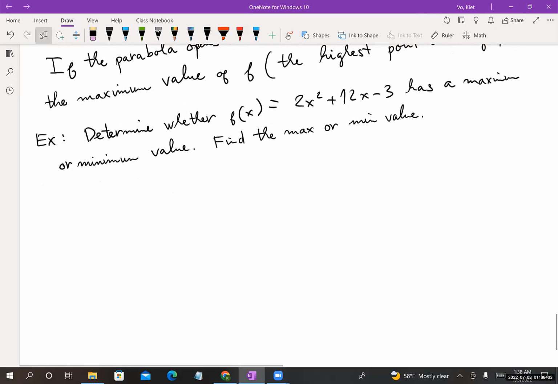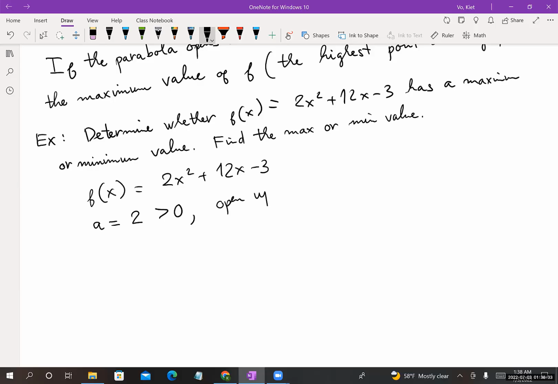Okay. So this function f of x is equal to 2x squared plus 12x minus 3. Well, to know whether it has a maximum or minimum value, we need to figure out whether it opens up or opens down. And to figure that out, we have to identify the coefficient a. So a in this case is 2, which is positive. And if a is positive, the parabola opens up.